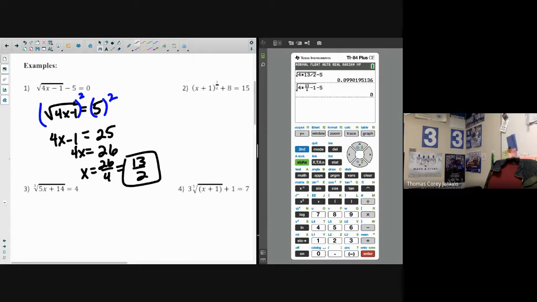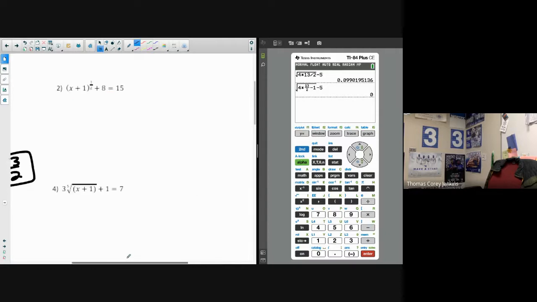Actually, you know what? Let me skip. Let me do number 2. I was going to skip that one, but let me do that one since that one has fraction exponents, so we can see one with a little bit of a different look. Okay, so you want to approach this the same way, and you could also, if you prefer, rewrite as the square root of the quantity x plus 1 plus 8 equals 15, and you could attack it that way. Okay, but I'm going to leave it as is.